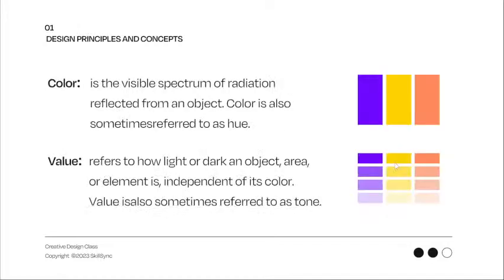Another design element here is color. Colors are the visible spectrum of radiation that is reflected from an object. We all know color; we've been playing with colors. Another way we refer to colors in designing is hue. Though they are different, we'll get to learn their differences later during this lesson. We also have value. Value refers to how light or dark an object, area, or element is, independent of its color. Value is also sometimes referred to as tone. That's what you hear people use as tone.